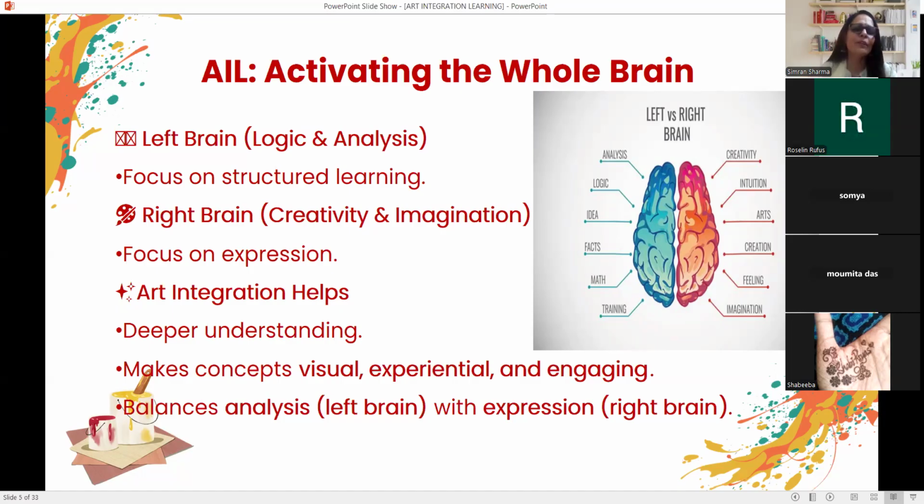Whereas your right side of the mind takes care of your emotions, imagination, your expressions, creativity, feelings, etc. So it focuses on the expression and the creative part. So when both the sides of the brain collaborate with each other, they work together in unison, that helps students understand the concepts better.